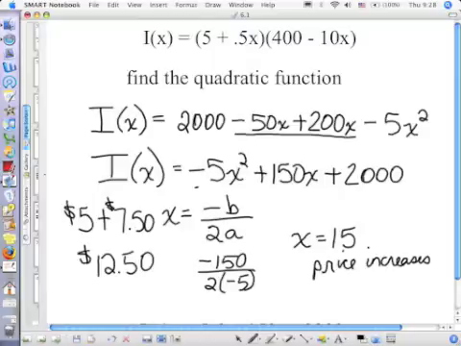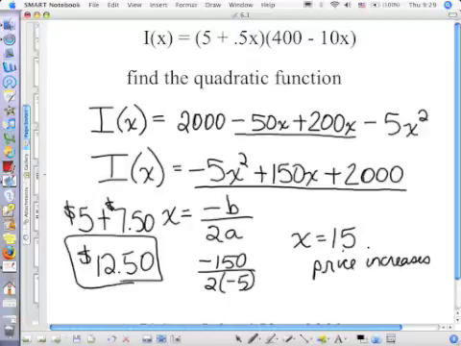Now, how can I figure out how much money I'm going to make when I charge $12.50? Well, we're going to plug it back into this function. Just plug it in. You know X. This is your income when X is a certain value. So we know X. X is 15. This is the ticket price, but the number of increases is 15. So we're going to plug 15 into this and figure out how much money we're going to make.